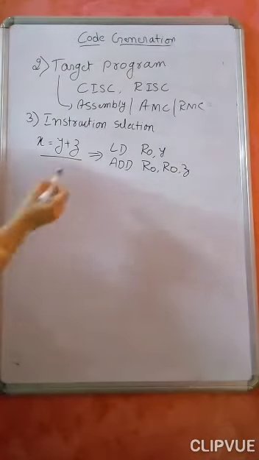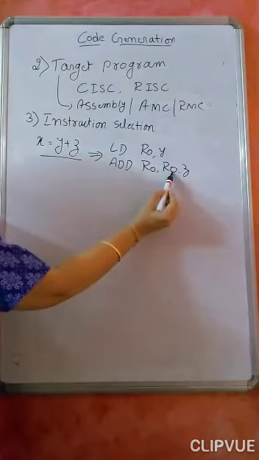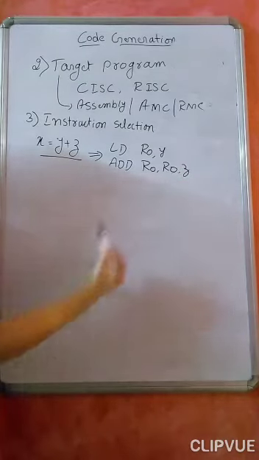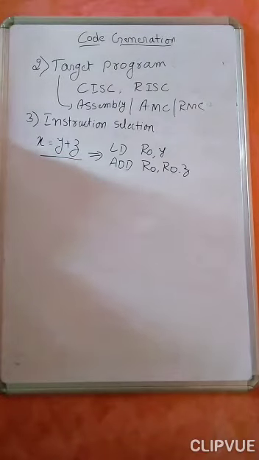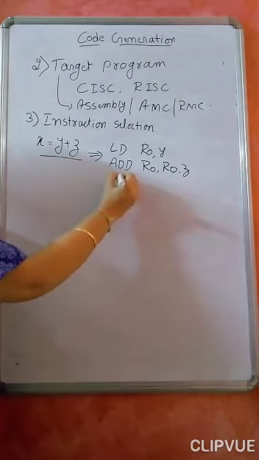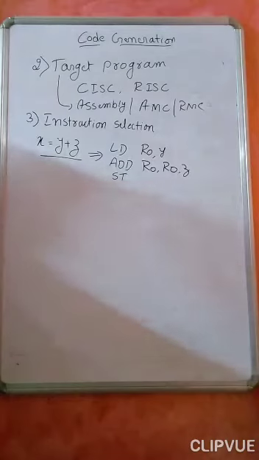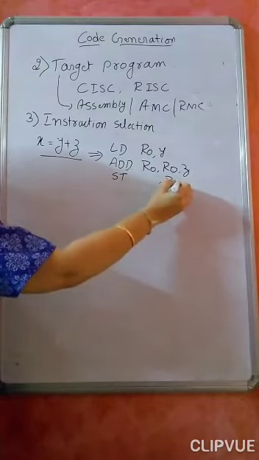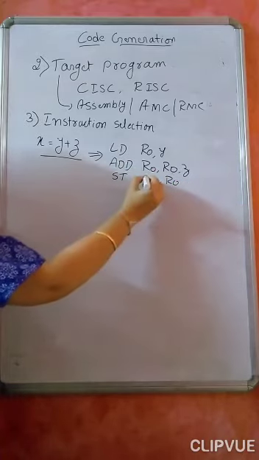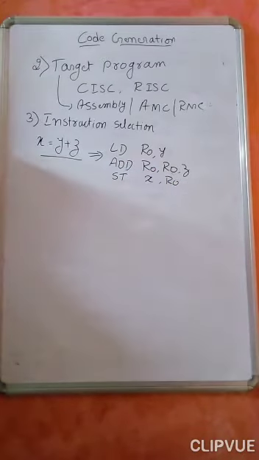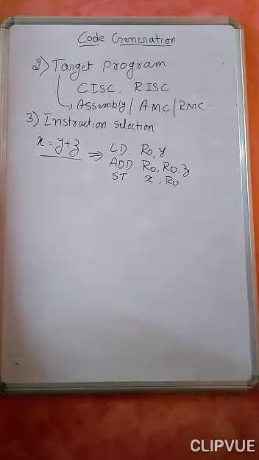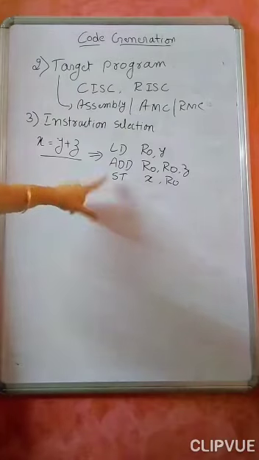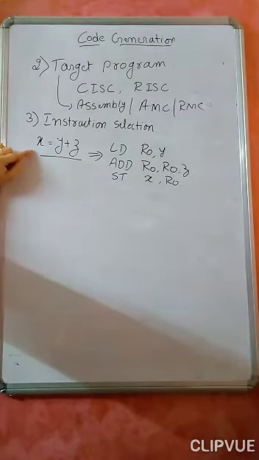So what I am doing here, I am adding whatever is there in the R0, that was Y, and Z. The result is stored back into the R0. So add, then store. Store means where the result needs to be stored. So it has to be stored in the X. That is about the instruction set we have selected for this particular 3 address code representation.